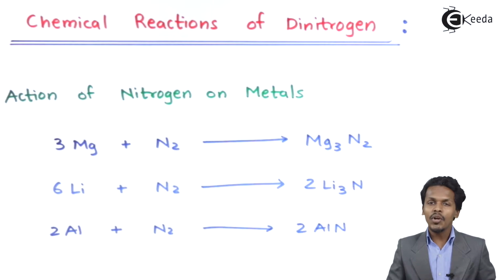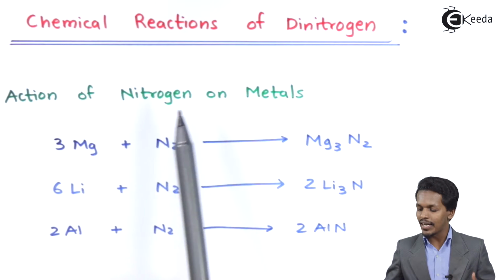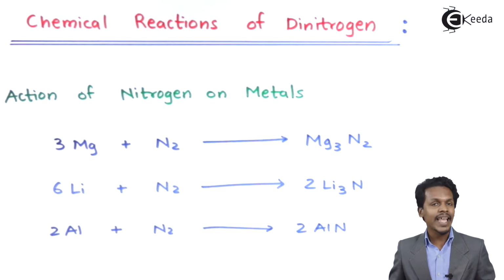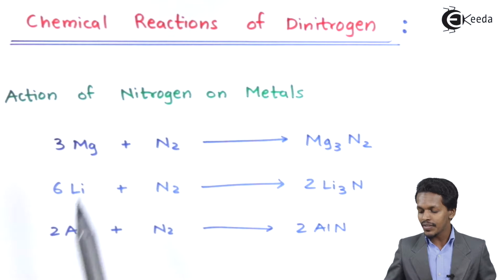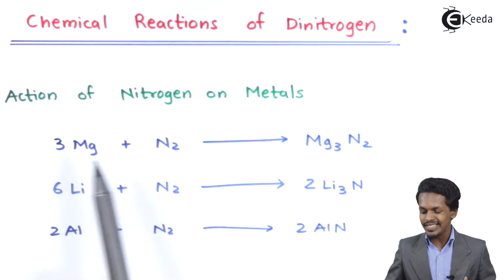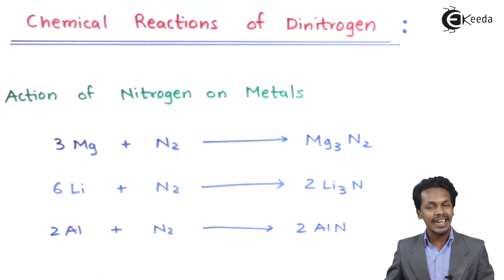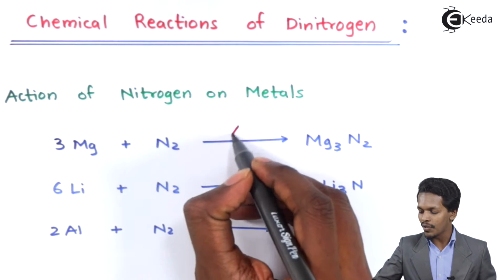So friends, now let me talk about the chemical reactions of dinitrogen. Starting with the first one, what is the action of nitrogen on metals? These are all active metals. Whenever nitrogen reacts with magnesium, it will form magnesium nitride, and obviously we have to provide a particular temperature.